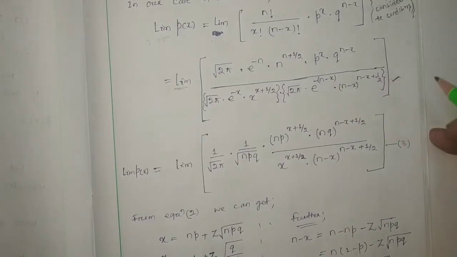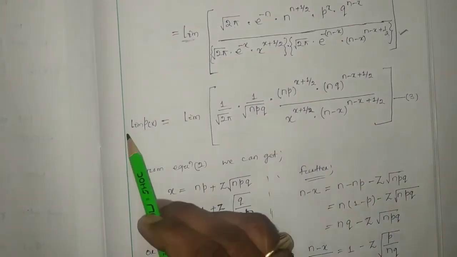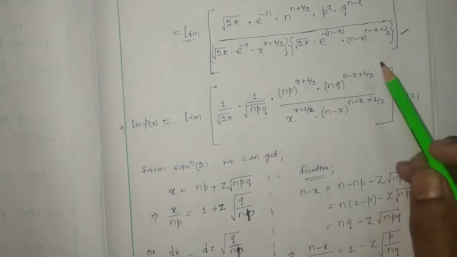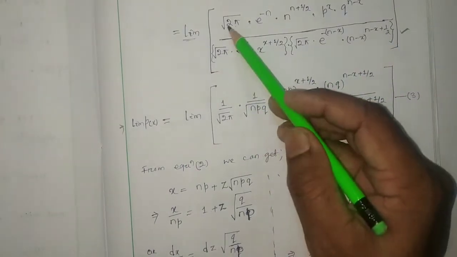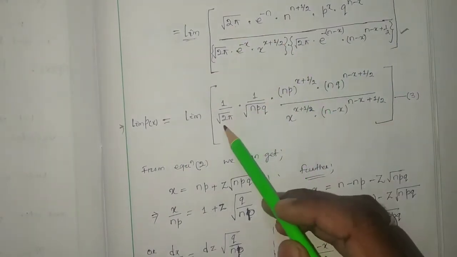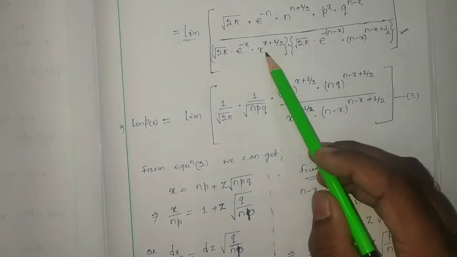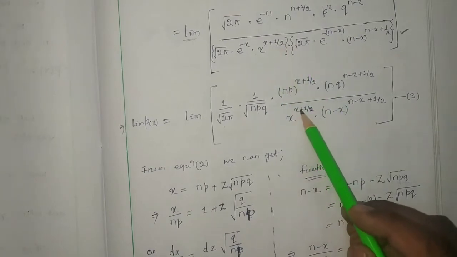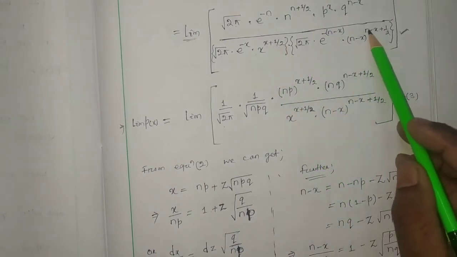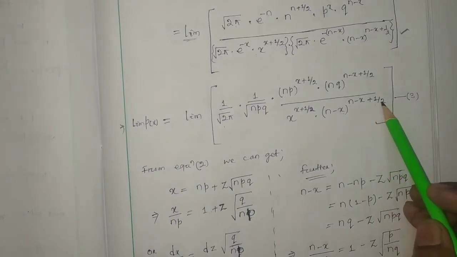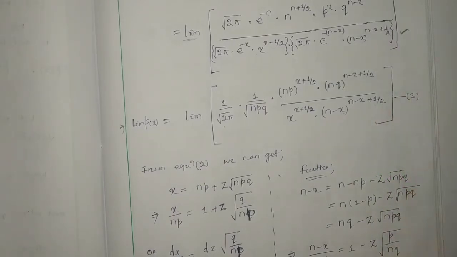Now the limit of P(x) equals the limit of the expression in which you can see that the 2 pi terms get cancelled. We get 1 by 2 pi, and here you can see x to the power x plus 1 by 2 and n minus x to the power n minus x plus 1 by 2.